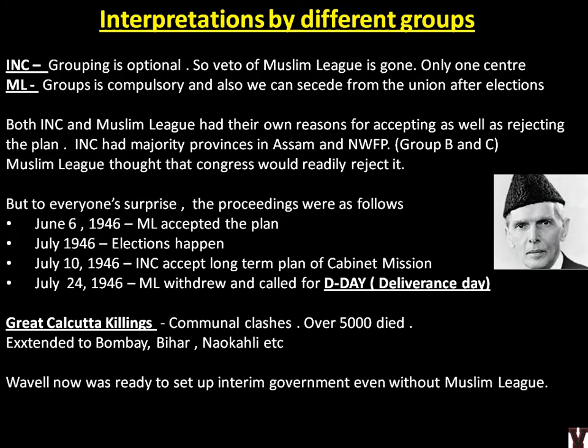Wavell now was ready to set up an interim government even without the Muslim League, because of seeing all these communal clashes. Wavell, who had initially in the Wavell plan, if you remember, told that once Jinnah raised something, he was immediately telling, okay, the talks are over, we cannot proceed. But now, even without Jinnah, he was ready to set up an interim government.